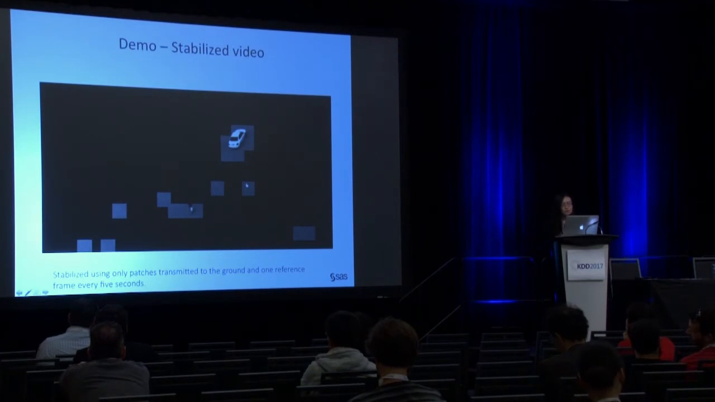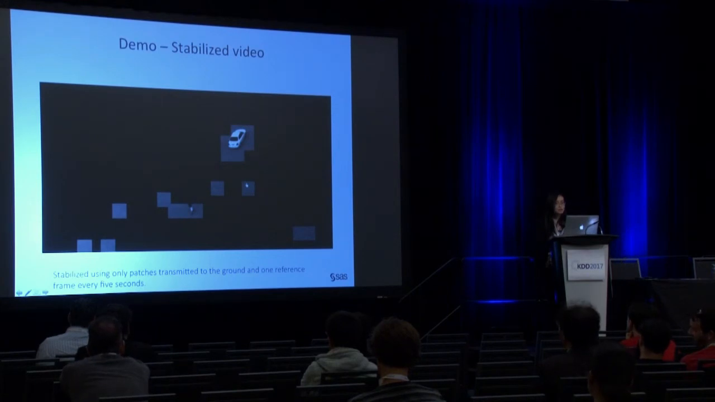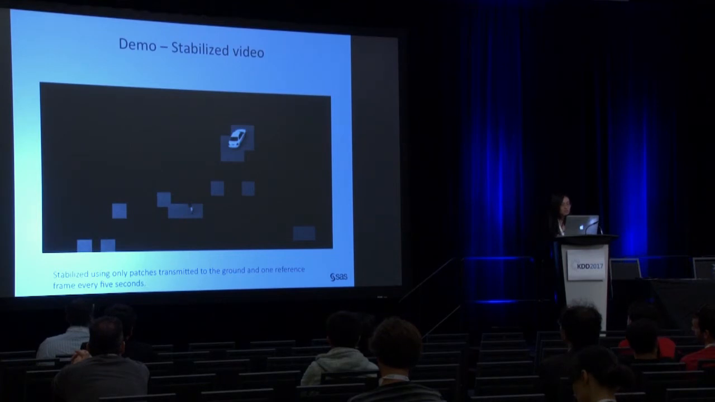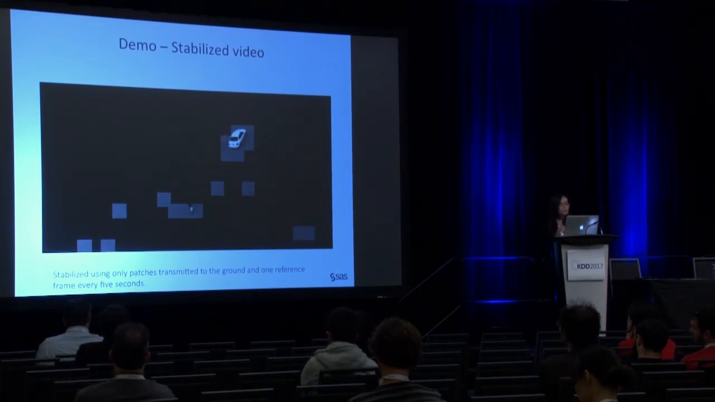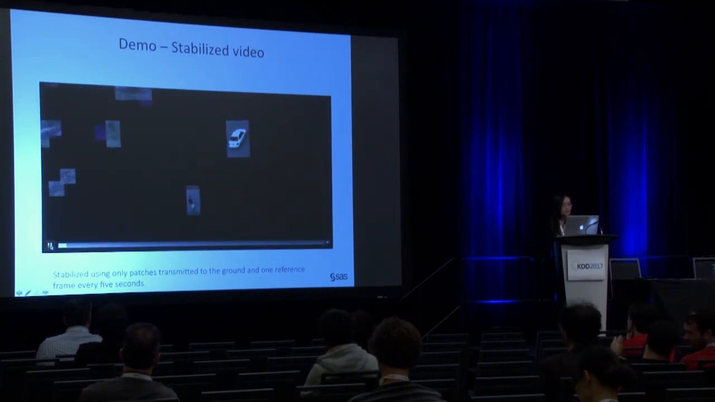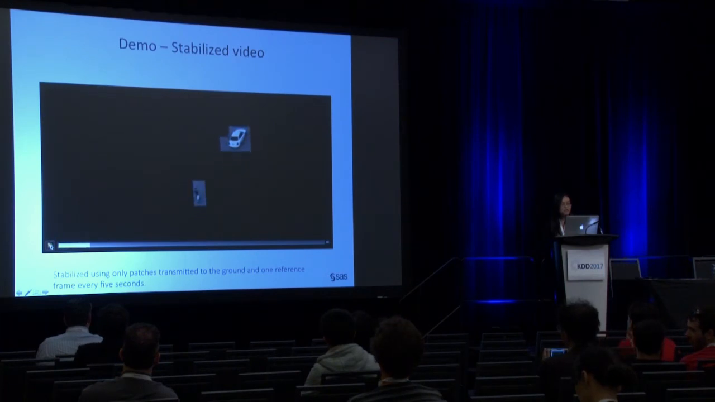One more feature I wanted to talk about: we saw the vibration was severe, so eventually we want stabilization, because people don't really like very shaky videos. This can be done on the ground. It doesn't have to be done on board. With only transmitted patches and a very few reference frames, we can stabilize the video, and it looks something like this. I'm running out of time, so I'm going to skip most of these.